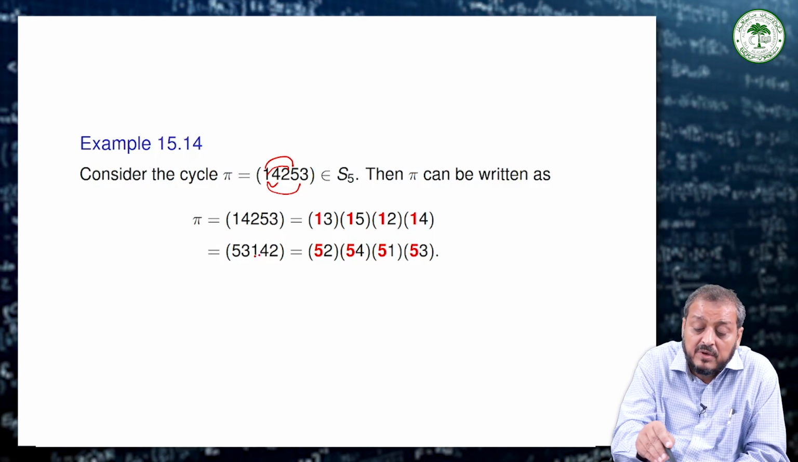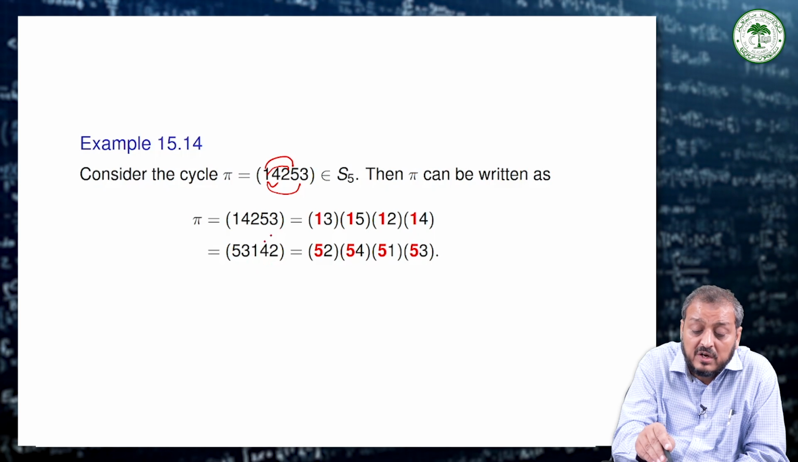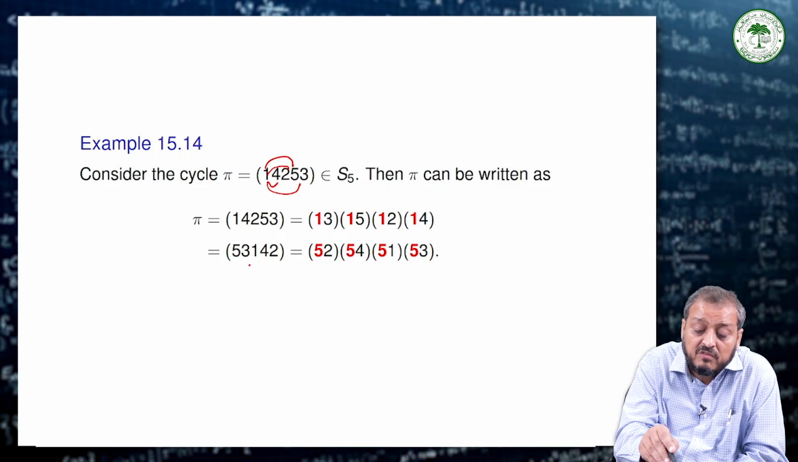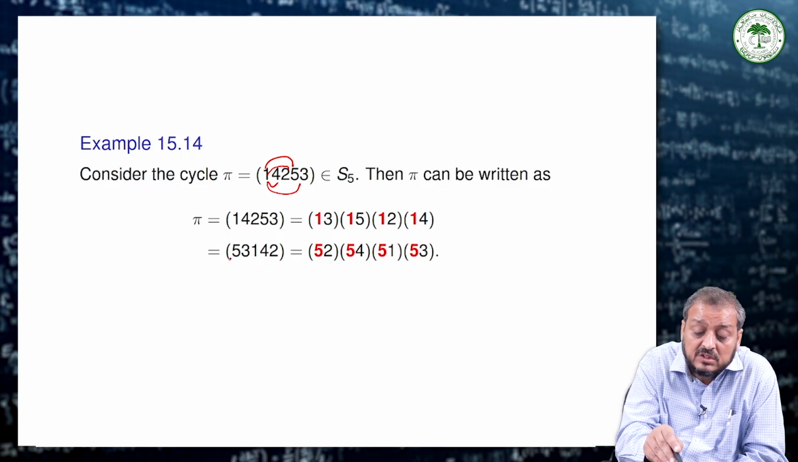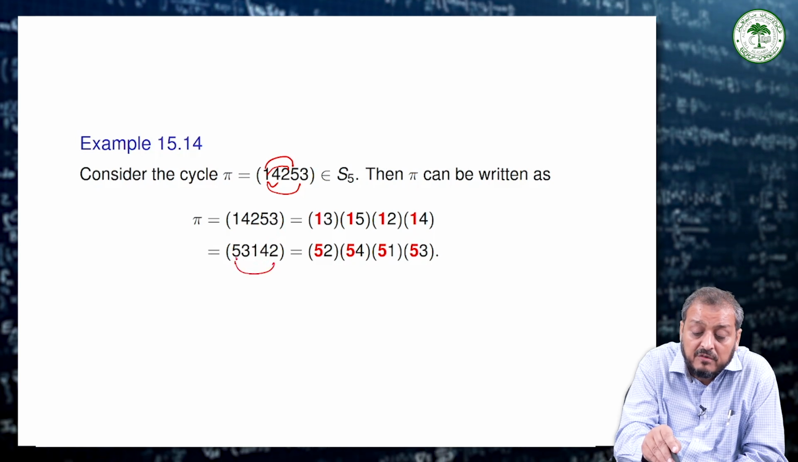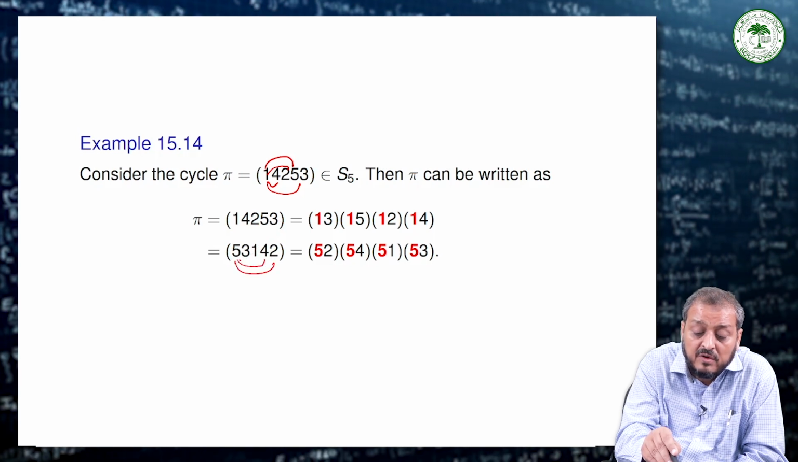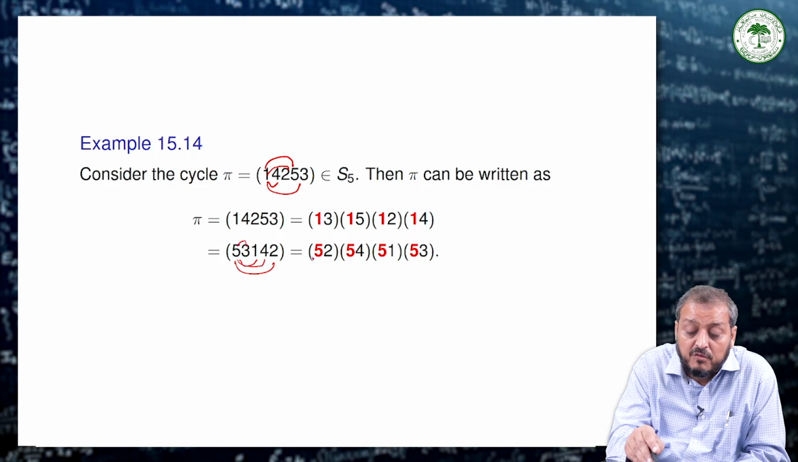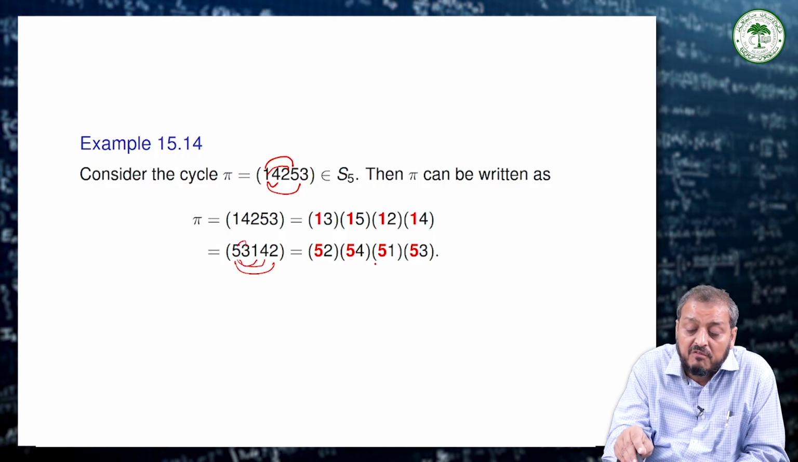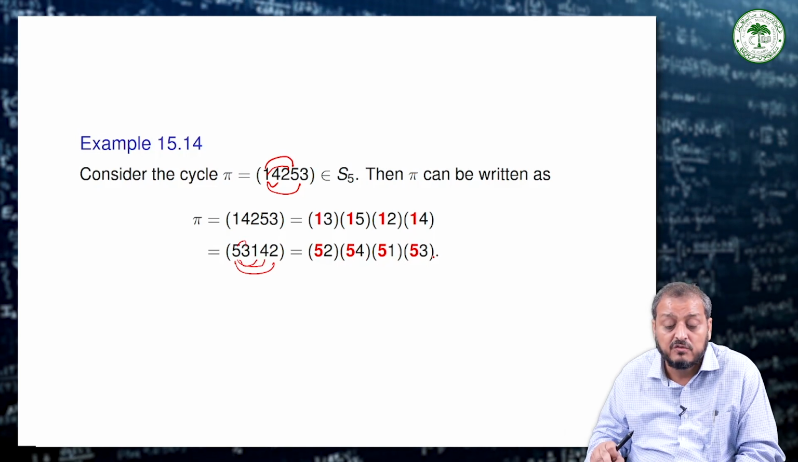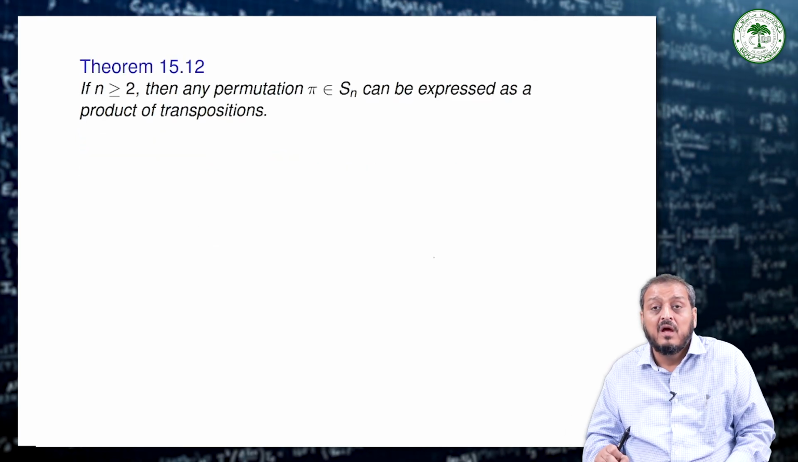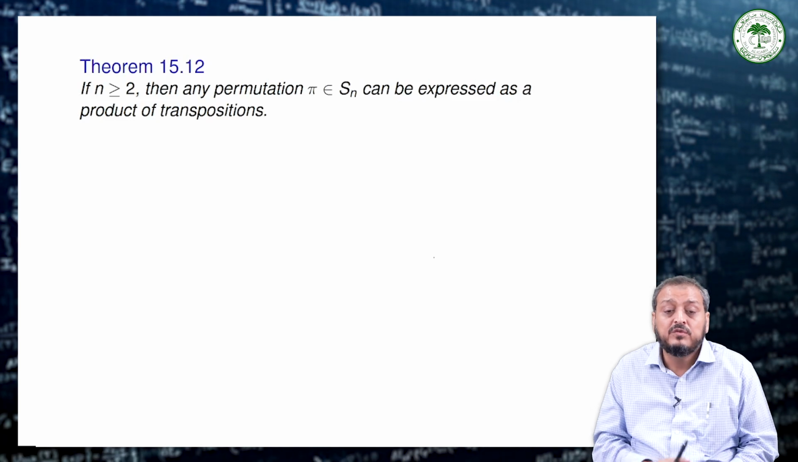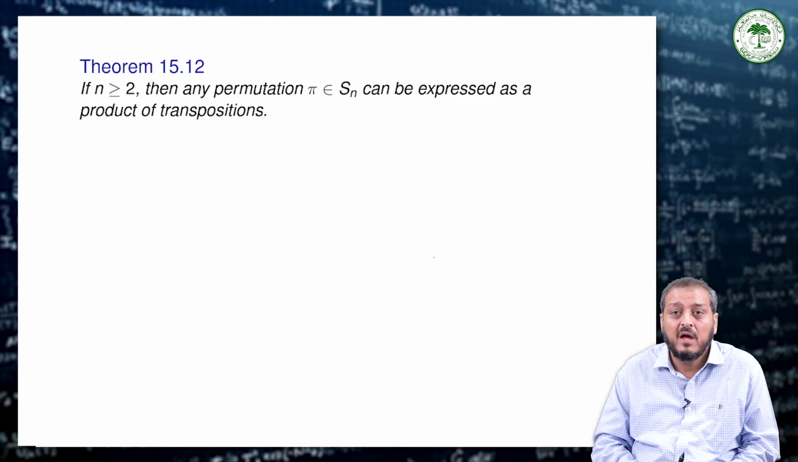And now this can be written in the form of this. We have to write it in cyclic notation: (5 3 1 4 2) equals (5 2)(5 4)(5 1)(5 3). In this form we have to write it this way. Now I have proved this theorem.